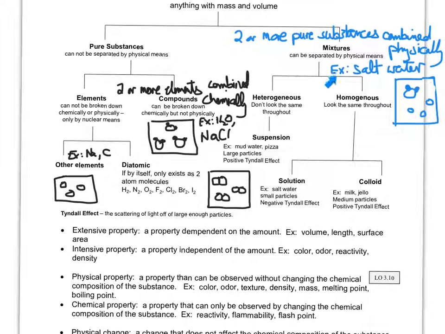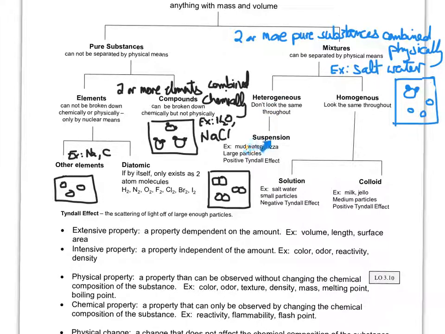Now, mixtures can be further broken down into heterogeneous and homogeneous. Homogeneous means the particles look the same throughout your mixture. Homo means same. Whereas heterogeneous, hetero means different, so it does not look the same throughout. So you might see some precipitate at the bottom, or something being suspended throughout, or at the top. For example, mud water, where the mud settles at the bottom, or pizza, or orange juice with pulp, those are all heterogeneous.